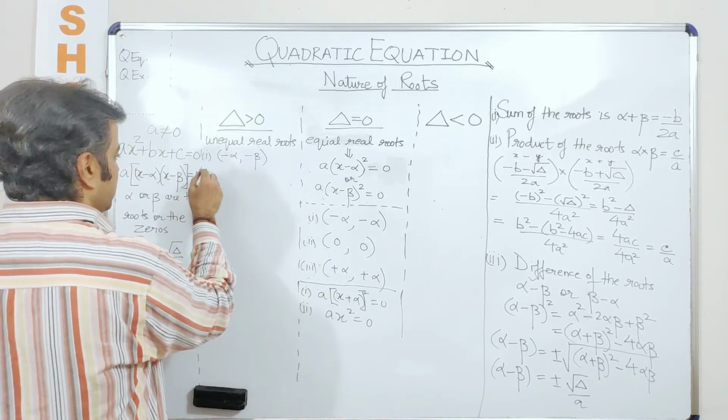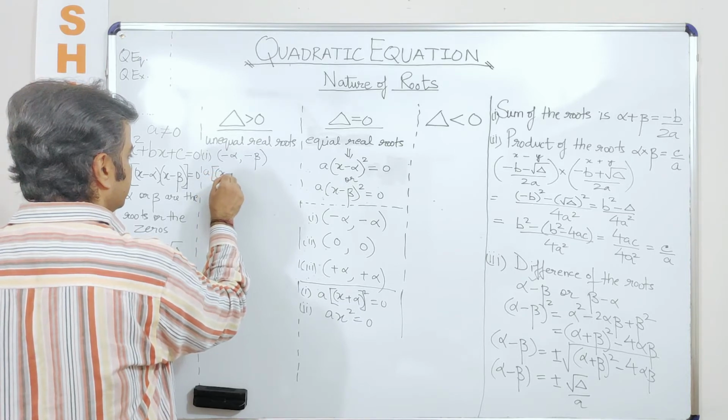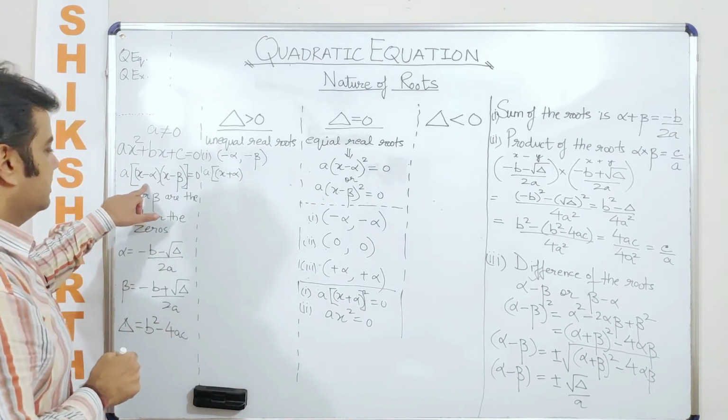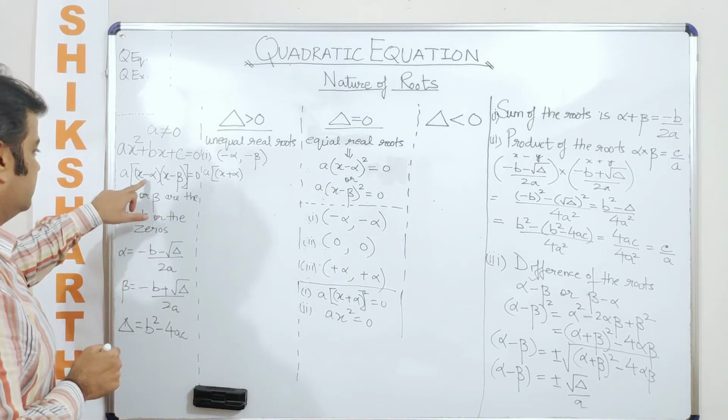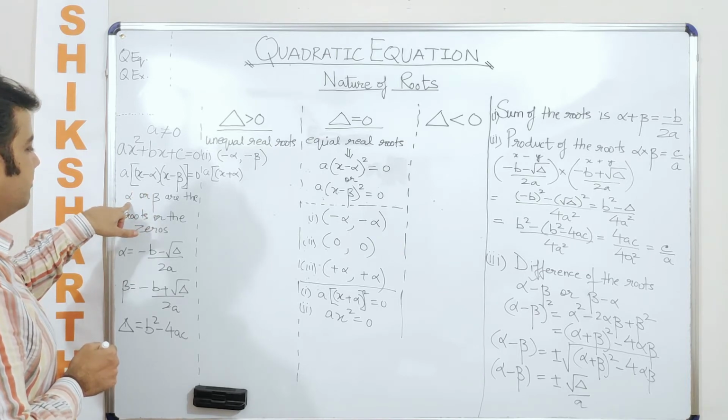Now what will be the equation in this case? You will write down the equation as a times of x plus alpha into x plus beta. I hope you are aware of the fact, this is the equation that has been given to you. Now this is the quadratic equation which is formed wherein the roots are minus alpha and minus beta.